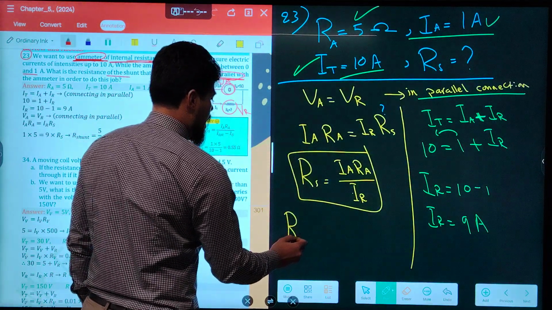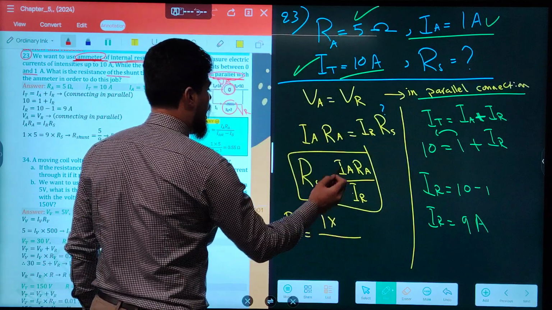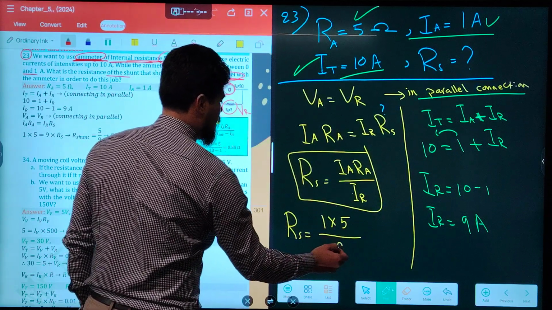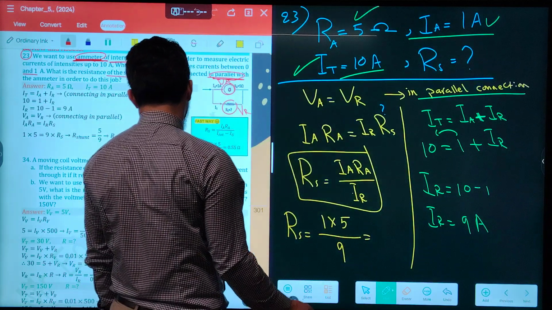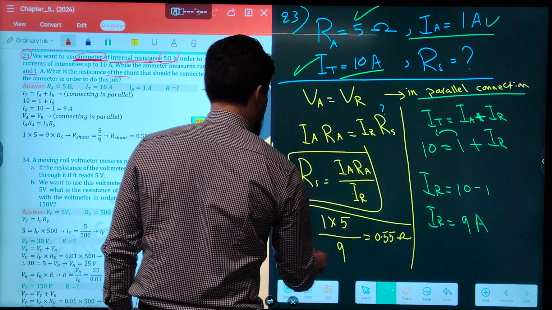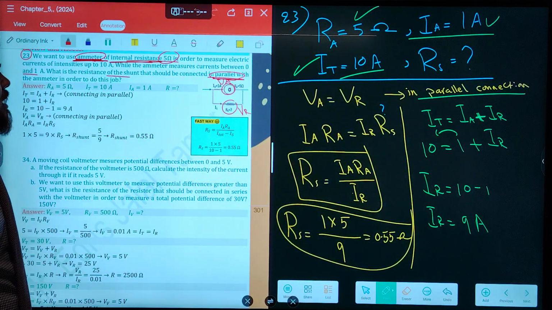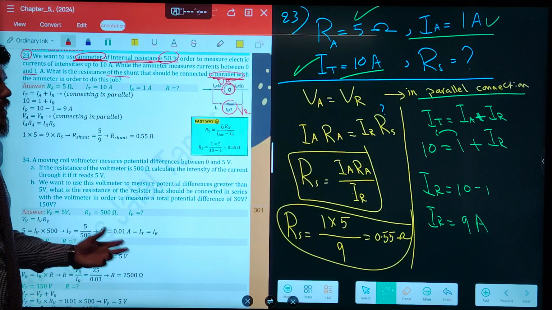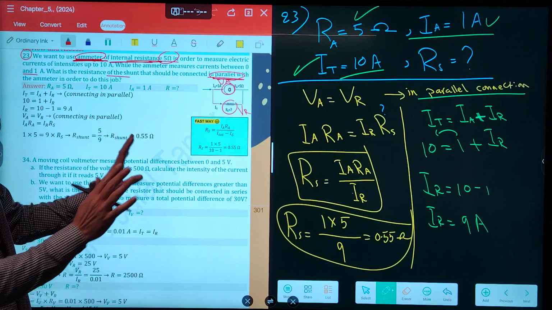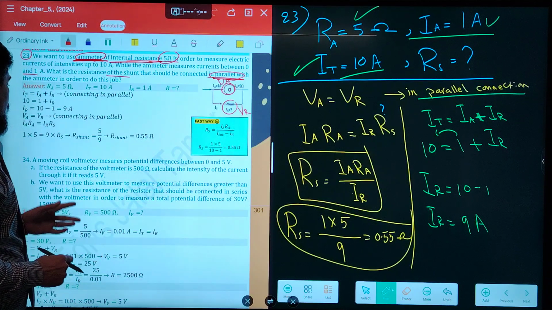Replace into this equation: R shunt, IA 1 ampere, RA 5 ohm, IR we didn't have but we found it, 9. 5 divided by 9 is equal to 0.55 ohm. This is the shunt resistor that can be connected in order to convert a galvanometer into an ammeter. This way you can determine the resistance of the shunt.